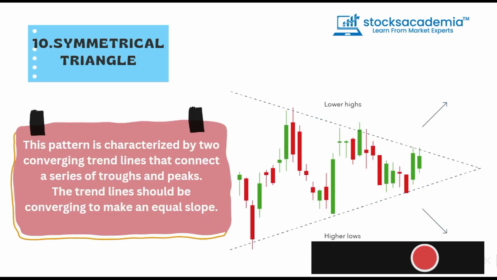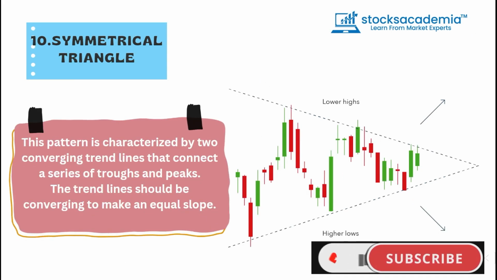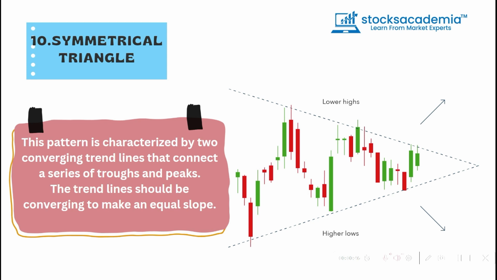Now let's talk about the symmetrical triangle. This pattern is categorized by two converging trend lines that connect a series of troughs and peaks, and the trend lines should be converging to make an equal slope.